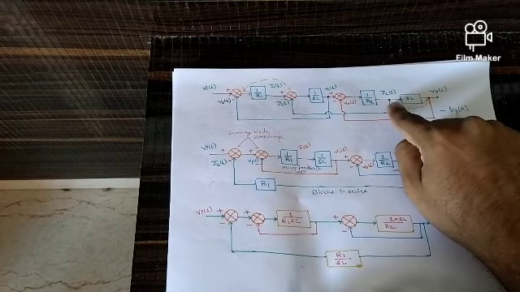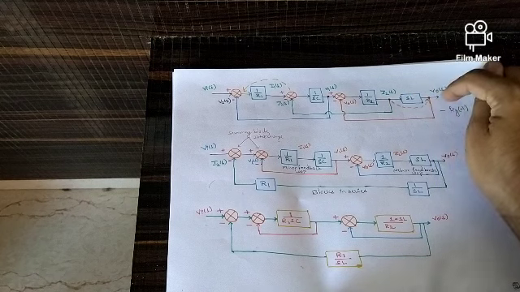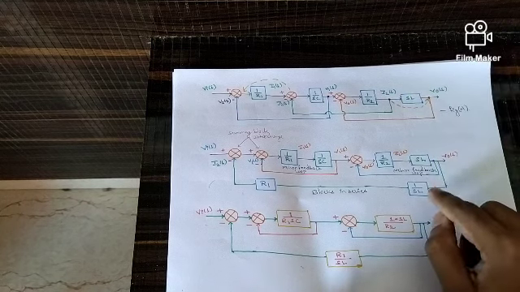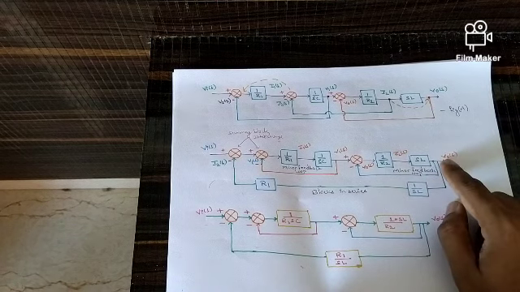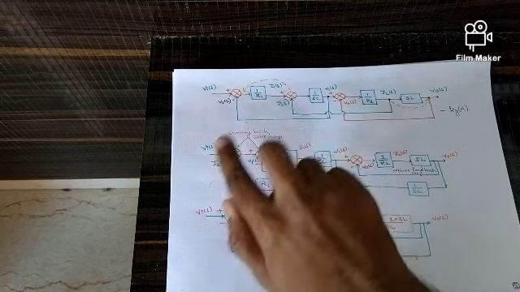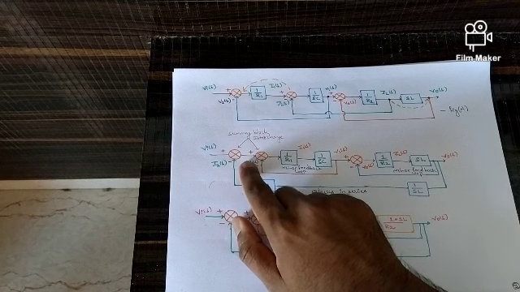Now when I am moving the takeoff point towards the right side, whenever I move the takeoff point towards the right side, the gain should be divided. So I am combining that part as 1 by SL, and it is connected to the output V0 of S. The moment I move the summing block to the left side, there are two summing blocks which are in series, or you can say consecutive.